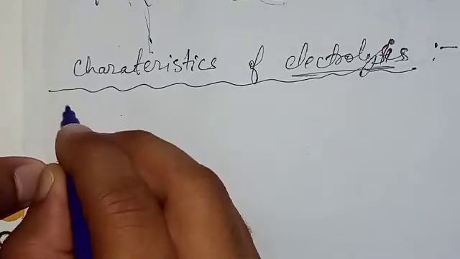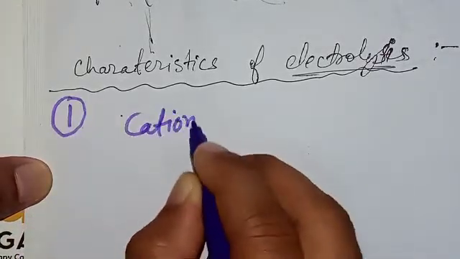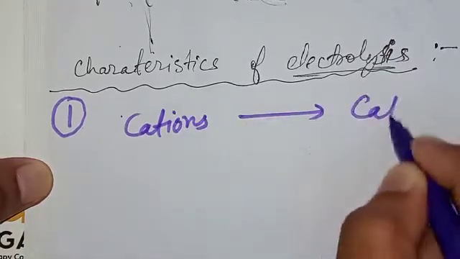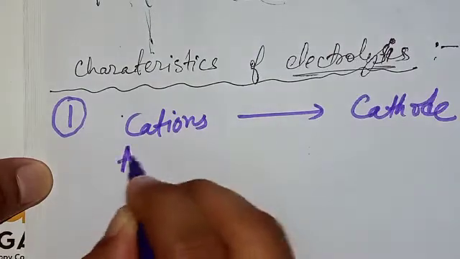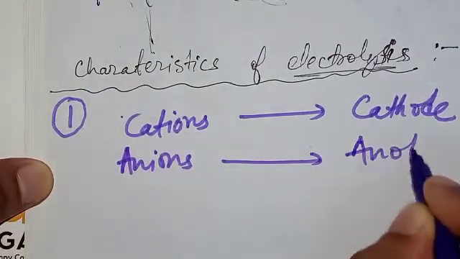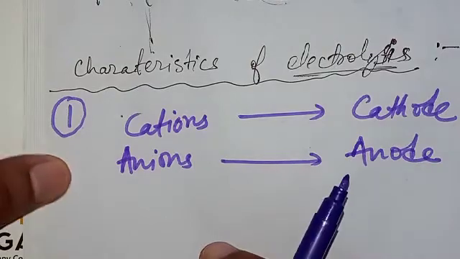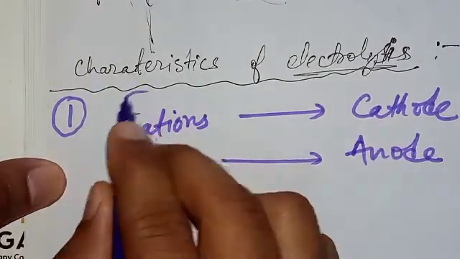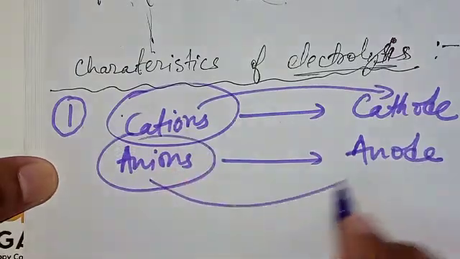Very simple. So what is the characteristic? Number one characteristic is that cations move towards the cathode of an electrolyte and anions will move towards the anode. So when electricity passes through an electrolyte, what happens? The cations move towards the cathode, and the anions of the electrolyte move towards the anode.